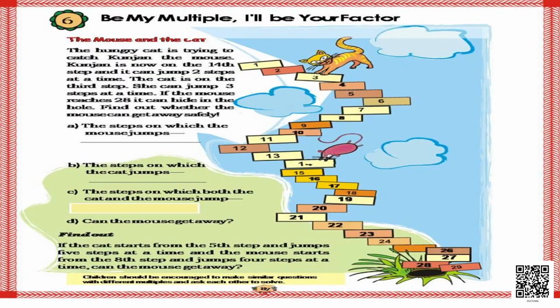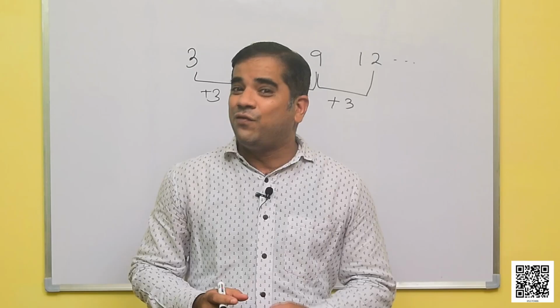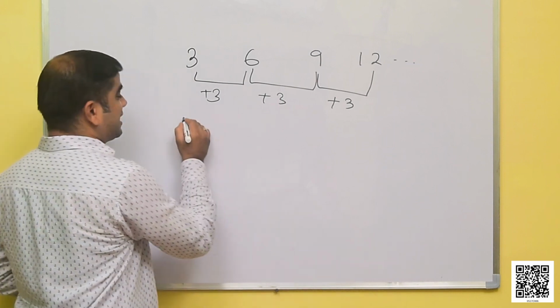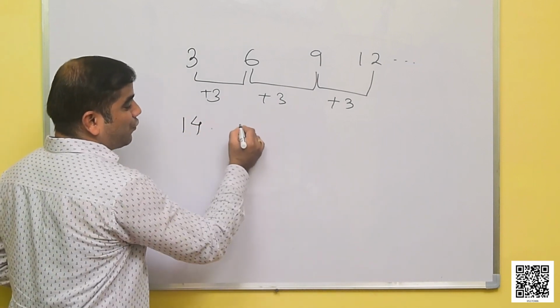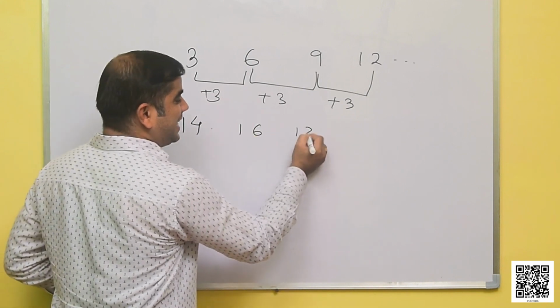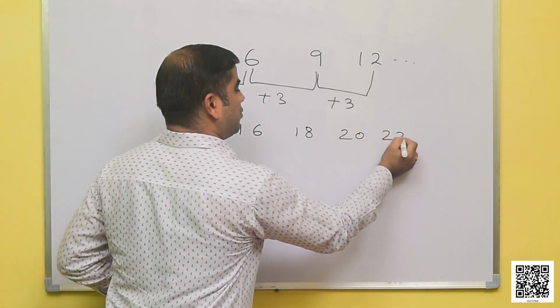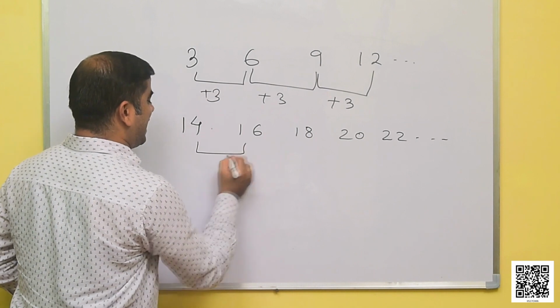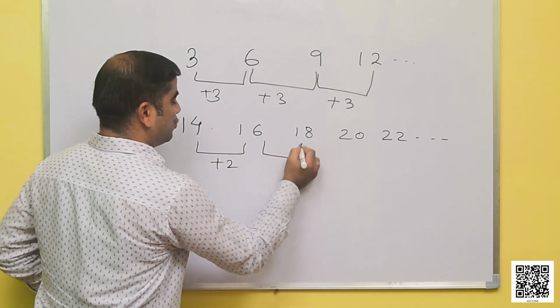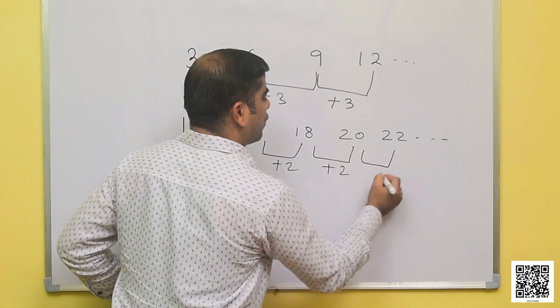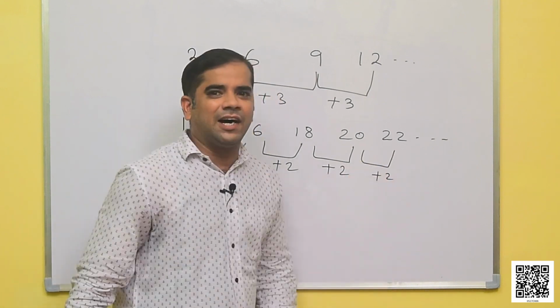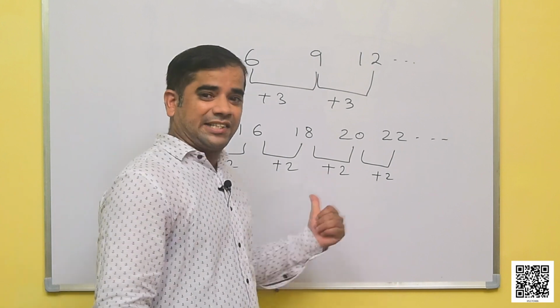And the mouse is allowed to move 2 steps and it is now on the 14th step. So from 14 it will go to 16, 18, 20, 22 and so on with an increment of 2, because it is allowed to move 2 steps. So what do you feel? Whether the cat can catch the mouse?